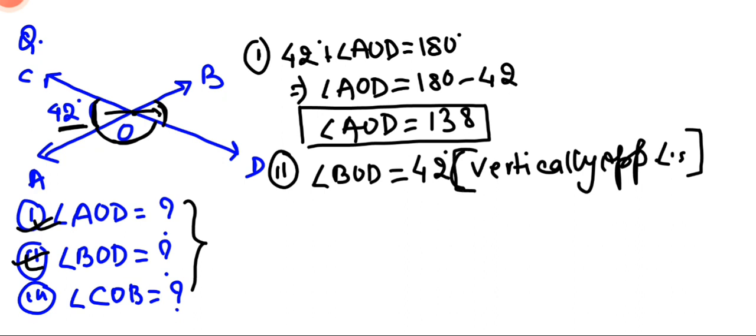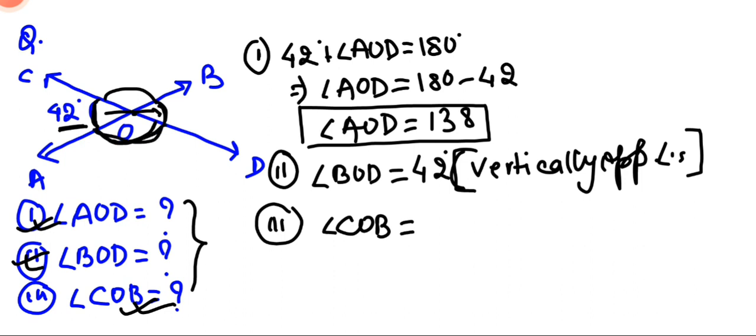Now let's move to the third part of the question. What is angle COB? This is angle COB. Now students, angle COB is equal to this angle being vertically opposite angle, that is angle AOD. Angle AOD, which is equal to 138. From here we can conclude AOD is equal to 138.